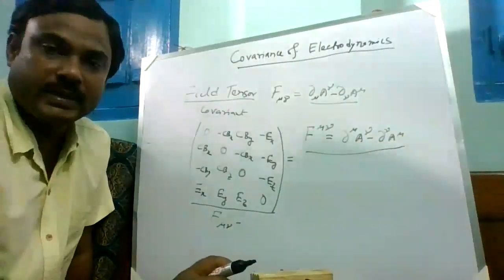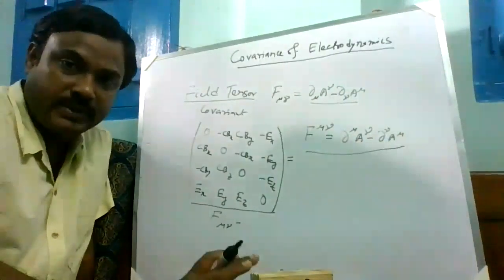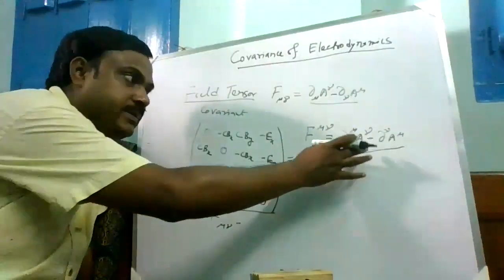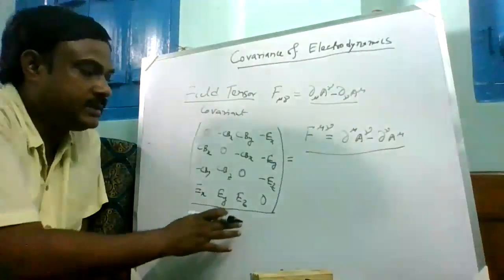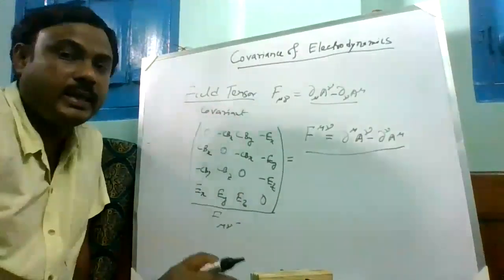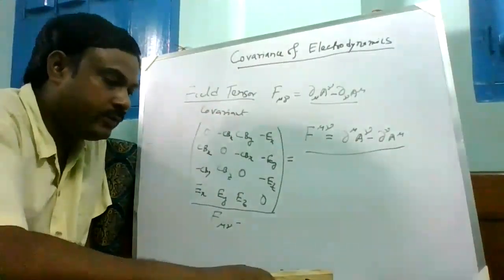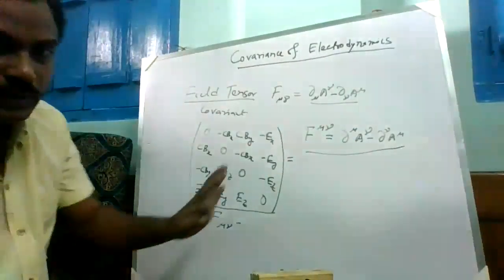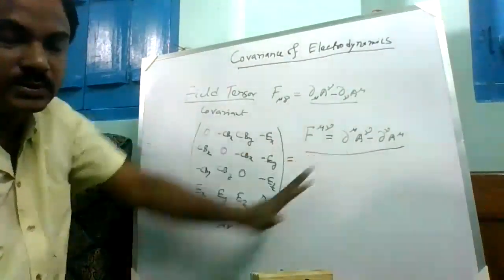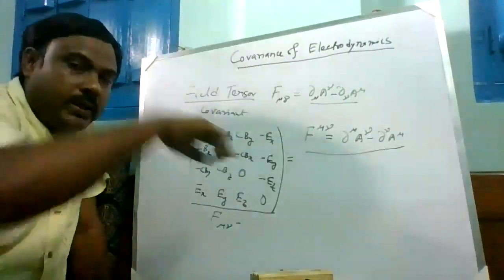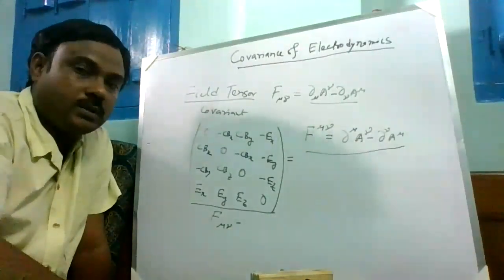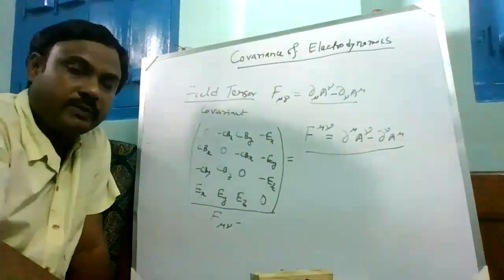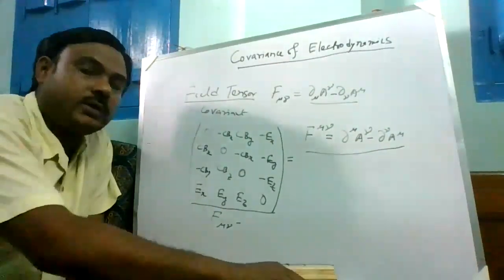This will be a contravariant field tensor of rank 2. Now, its elements can be written in the same way. But what will be the elements? If you can perform this operation, there are two ways of deriving this equation. The first way is that while we are deriving the components of the electric field and magnetic field in covariant form, we can express them in contravariant form also.